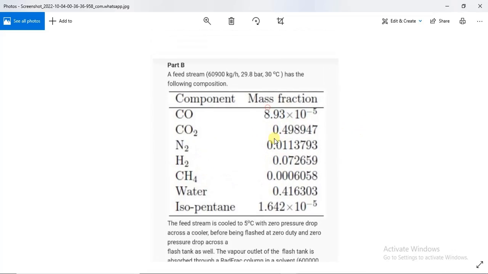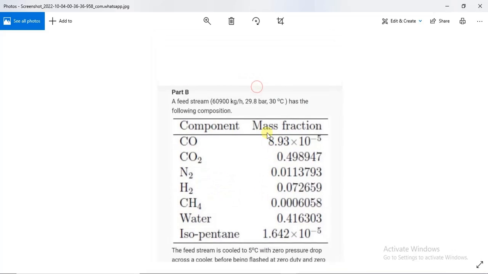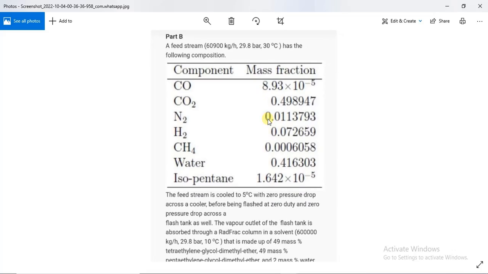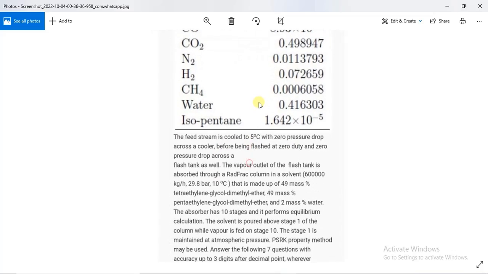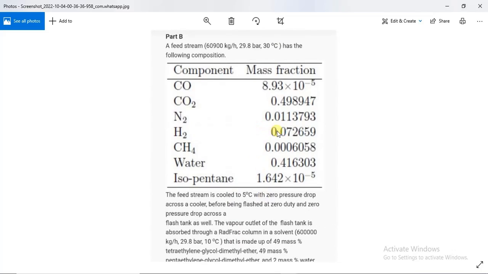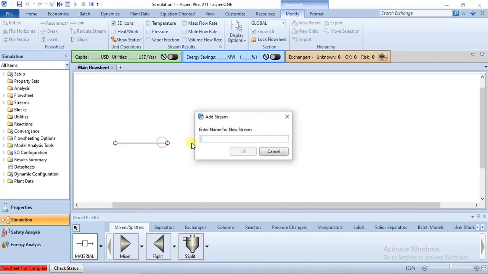Just when you are given this kind of problem, you try to understand what you are about to model, right? And then you try to read between the lines, because some of the statements made in the problem will help you specify your simulation as you are modeling, right? So the first thing we will do is to specify the feed stream. The feed stream is the first. So you can just get out a material stream and name it feed.